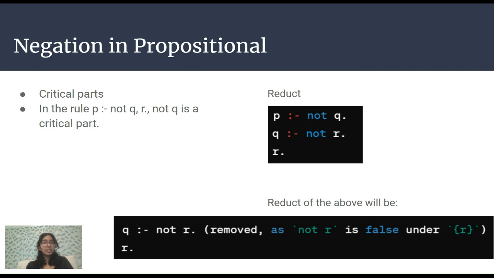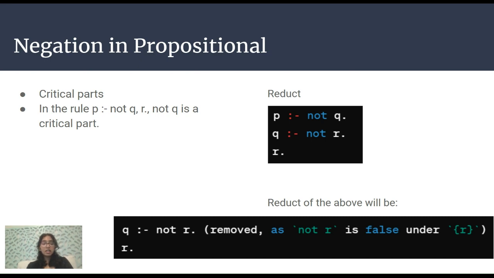Next, we have negation in propositional programming. We have something called critical parts. Critical parts of a propositional formula or rule are subformulas that begin with negation. They are crucial because they determine how the overall formula behaves under different interpretations. For example, in the rule P is true if not Q, not Q is a critical part.